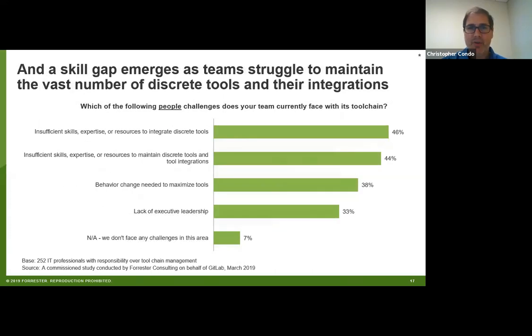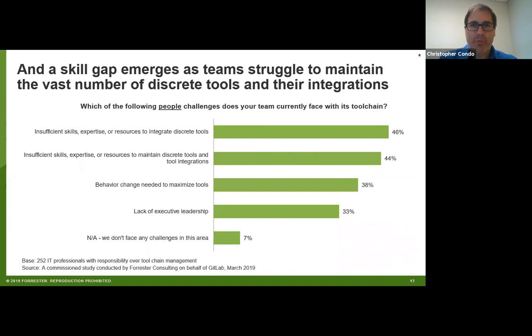And then, again, this is sort of like a cascading failure almost, right? Skill gap emerges as teams struggle to maintain the vast number of discrete tools and their integrations. So which of the following challenges does your team currently face with its tool chain? The number one thing is insufficient skills, expertise, or resources to integrate those tools, or to maintain and integrate those tools. So again, 46%, 44%, those are things that are falling squarely on the backs of developers, because those are the folks that have the right experience to manage these things, and they have to do so because they are manually integrating these tools together.